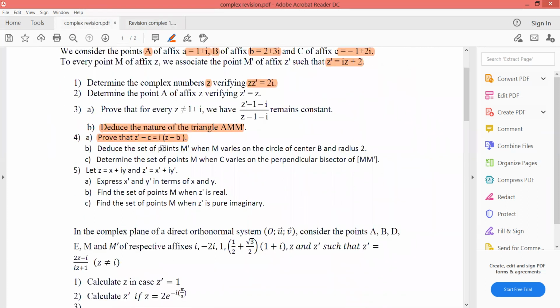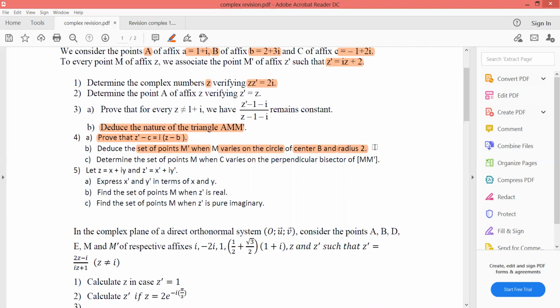Deduce the set of points m prime when m varies on a circle, center b, and radius 2. How is this done now? Deduce from where? How to deduce from where? From above, from the previous part. How do we get it from what is above? Generally, whenever we find a set of points, we use the modulus.